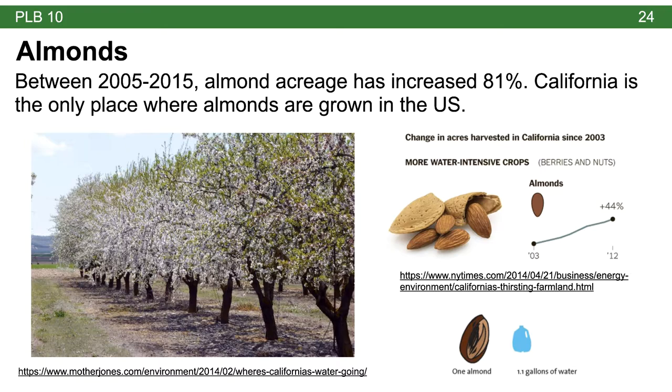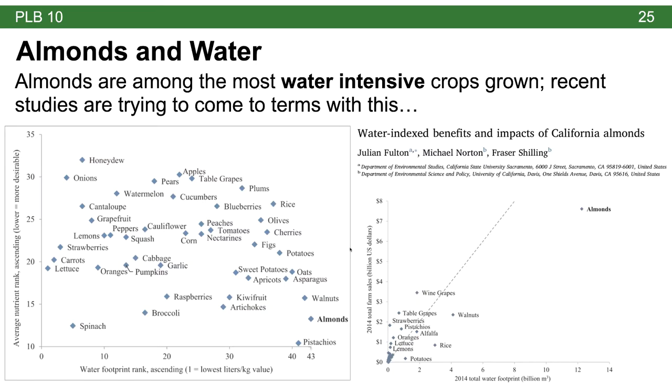Now, there's a general rule of thumb that it takes about 1 gallon of water to produce one almond. And if you drive up and down Interstate 5, you can see how many almond trees there are and get a little bit better idea of the scale of the water issues that we're facing in our state. To put this another way, almonds are among the most water-intensive crops grown in California. And recent studies are really trying to come to terms with this and analyze this in a quantitative way.